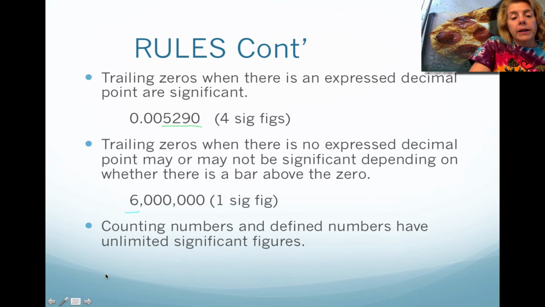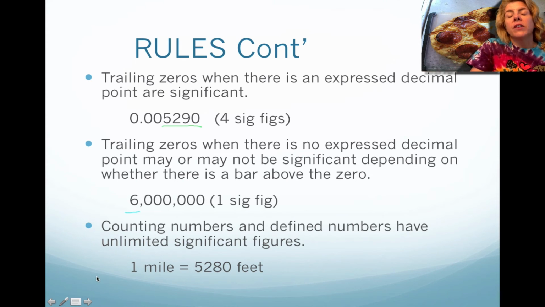Okay, now counting numbers. So if you're counting your fingers, if you're counting how many cupcakes you have in a box, those are considered unlimited significant. Also, if you have exact standards, like we know a mile is exactly 5280, they are infinitely significant. So we don't have to count them as significant. We know that they're unlimited.